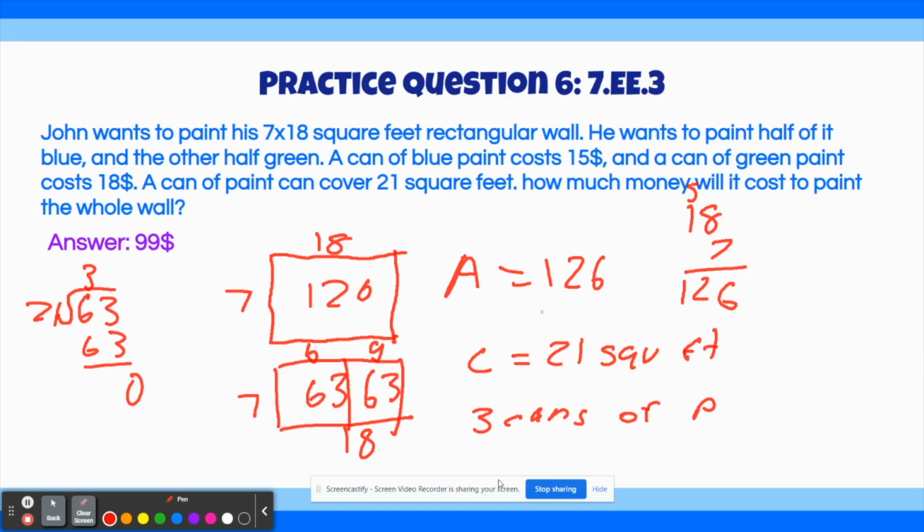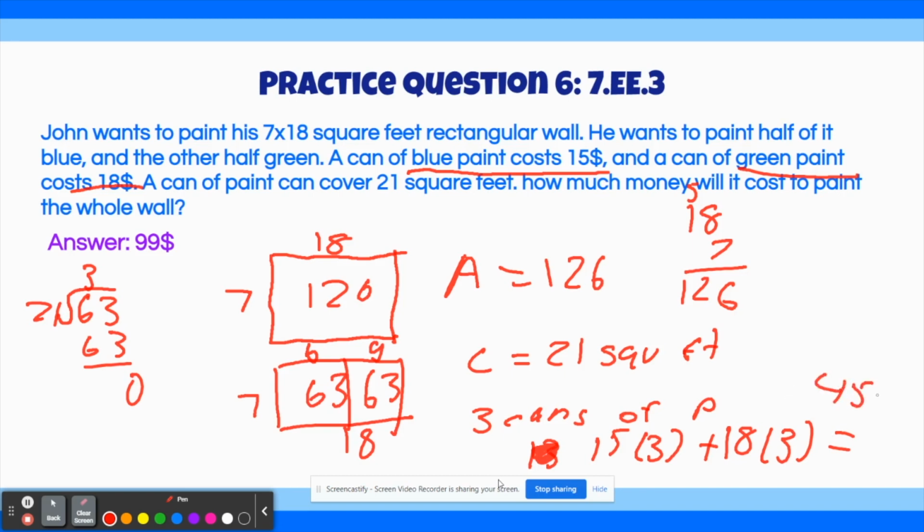So blue paint costs $15. So that means since we need 3 cans, we're going to do 15, not 13, 15 times 3, and we're going to do plus, so that was for blue paint. It says right here it costs $15, and a can of green paint costs $18. So we're going to do plus 18 times 3. And so now we can just multiply that. 15 times 3 is going to be 45. And 18 times 3, we can do that off to the side.